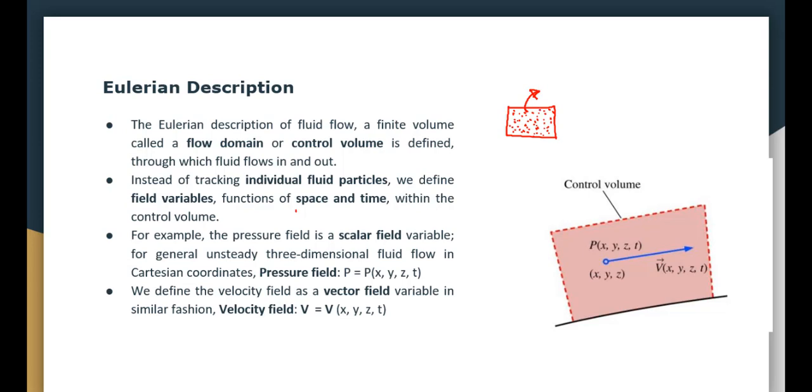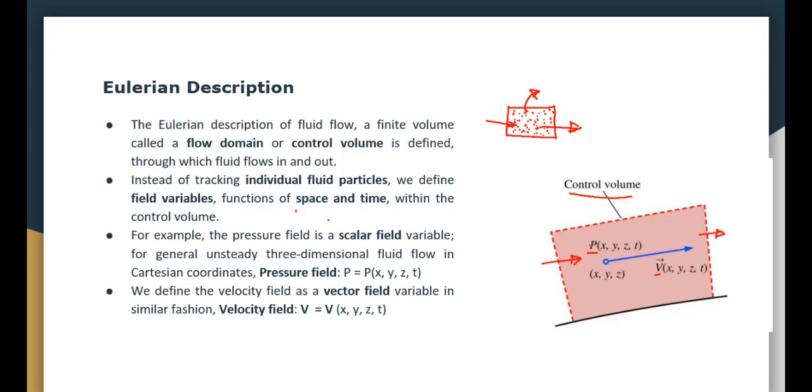Basically we focus on this entire domain, that means the entire volume. This entire domain is also known as the control volume. Control volume means, suppose this is the entrance of the liquid and at this side the liquid is exiting. We have given a figure here, so this is the inlet and this is the outlet. Inside it we are analyzing pressure, velocity and so on.